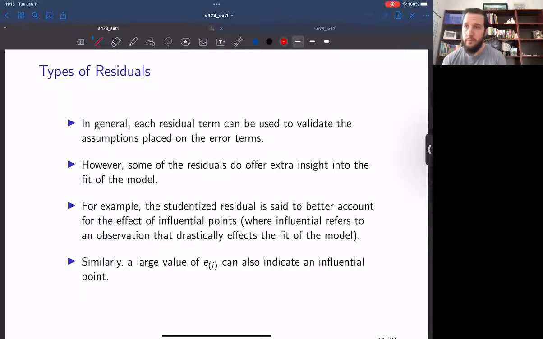As I mentioned on the previous slide, some of the residuals do offer different insights. For example, those deletion residuals where we're removing an observation can also be used to give us an idea of whether or not a particular observation in the data set would be an outlying point or an influential point, which we'll talk a little bit more about momentarily.